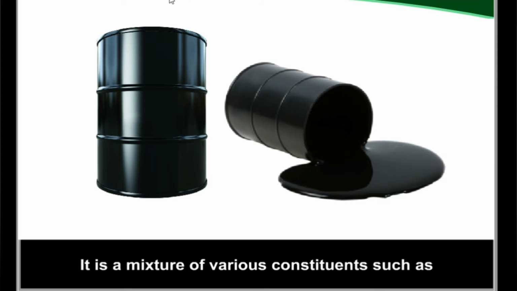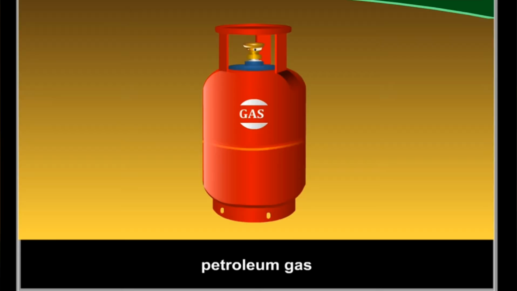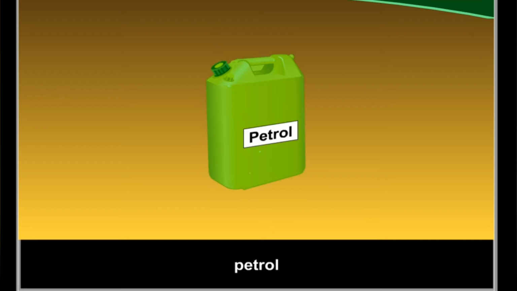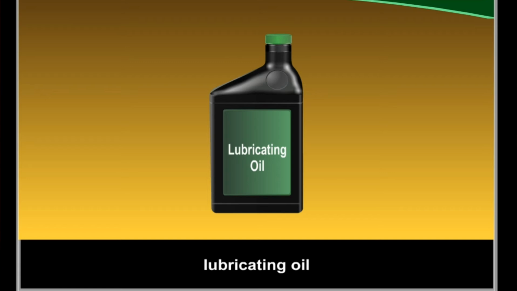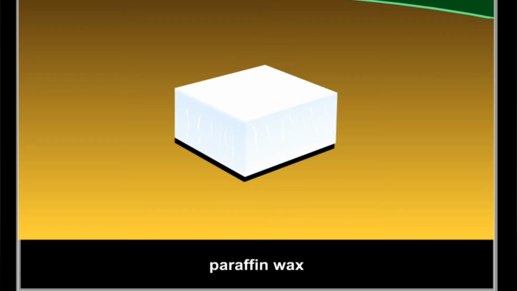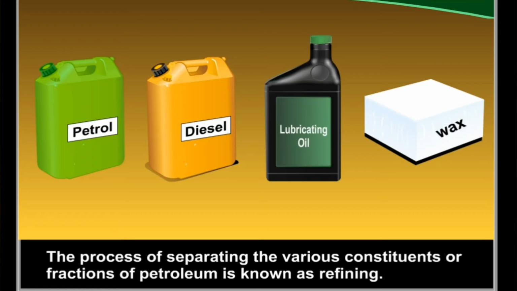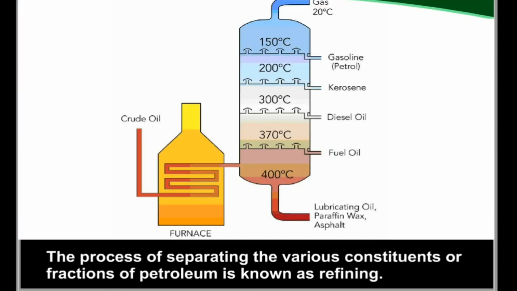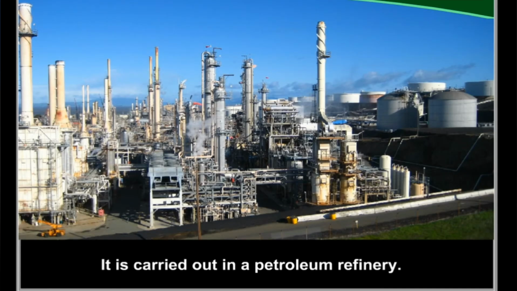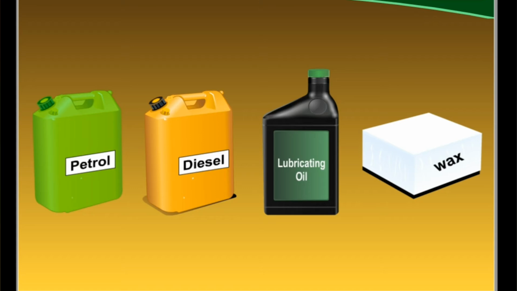It is a mixture of various constituents such as petroleum gas, petrol, diesel, lubricating oil, paraffin wax, etc. The process of separating the various constituents or fractions of petroleum is known as refining. It is carried out in a petroleum refinery. Let us learn about various constituents of petroleum and their uses.